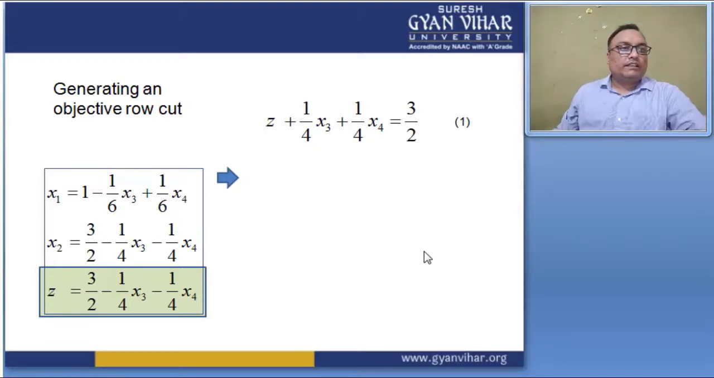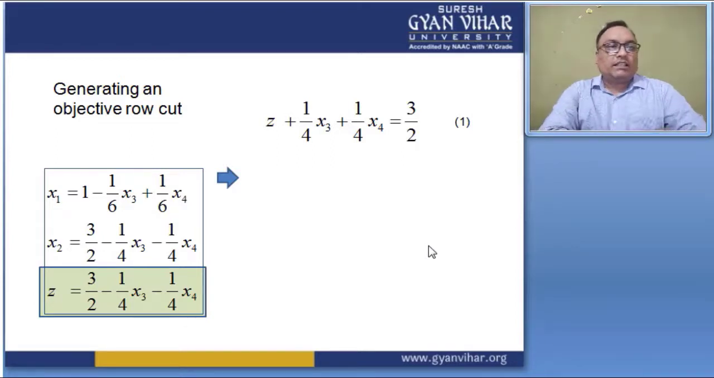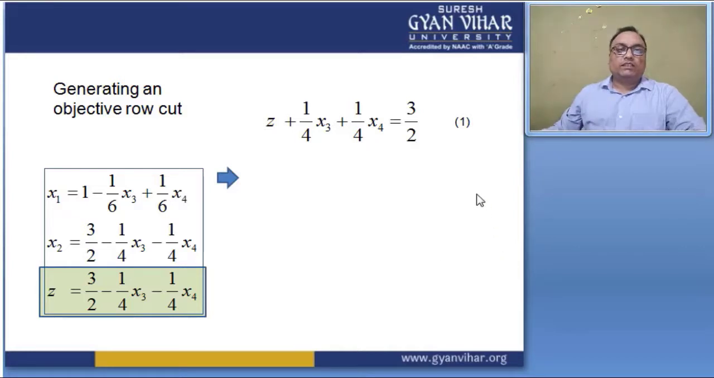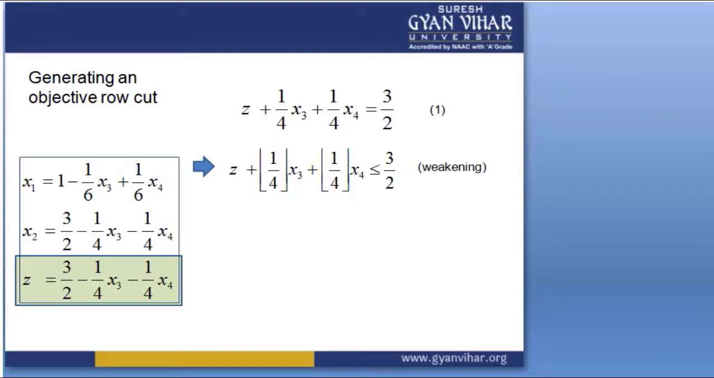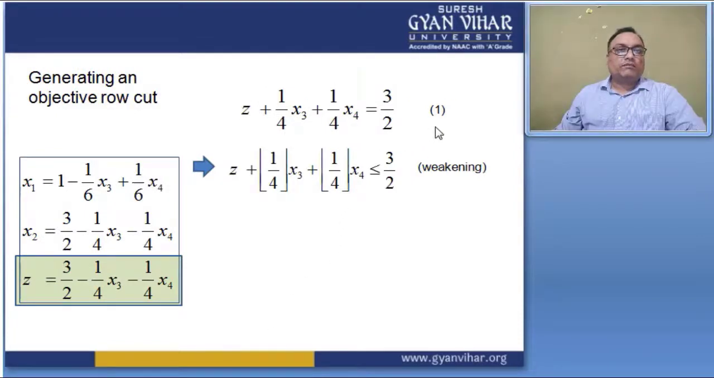Here we are generating an objective cut row. The objective cut row is given by these two points, and it gives the value of the optimal case, where z is the objective cut row point. We denote this as equation number 1.